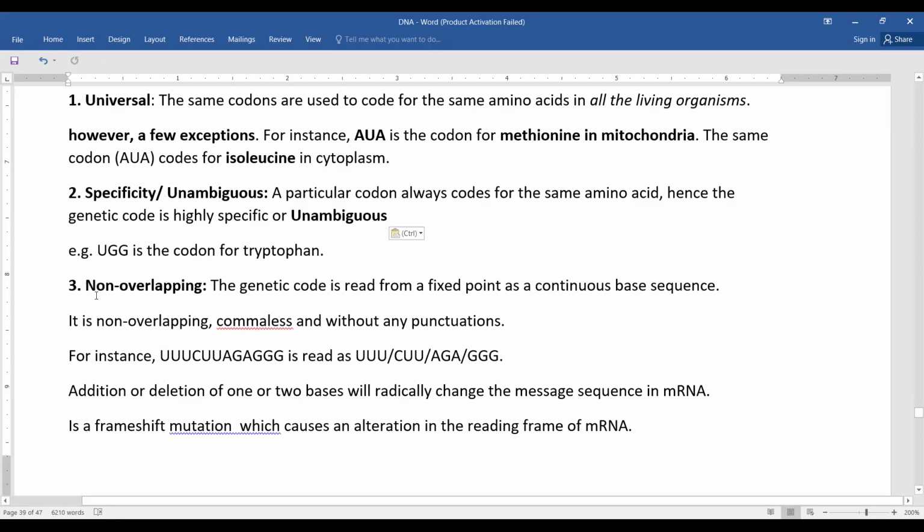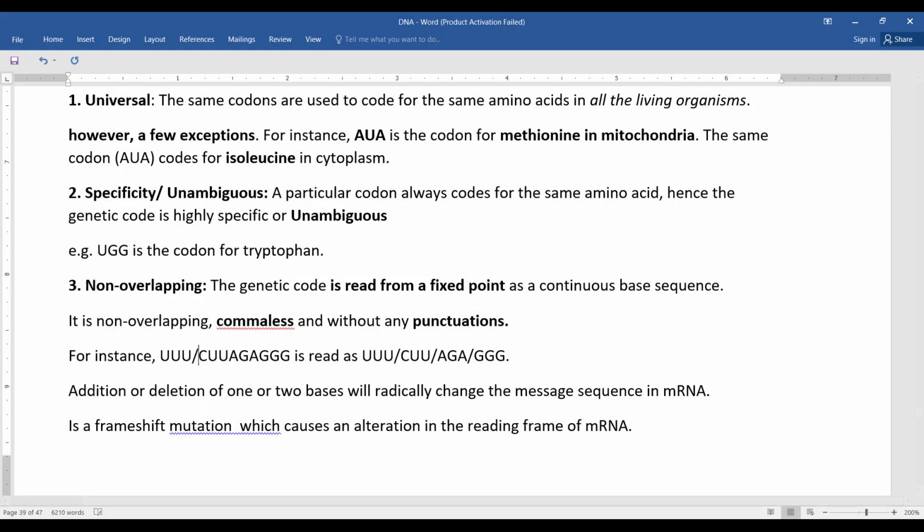The genetic code is non-overlapping. What does non-overlapping mean? The genetic code is read from a fixed point, as a continuous base sequence. It is non-overlapping and comma-less. This term is also very famous: comma-less and without any punctuations. It is also written like this in theory. It means that in the genetic code there is no slash, no gap, and no comma. The genetic code is continuous.